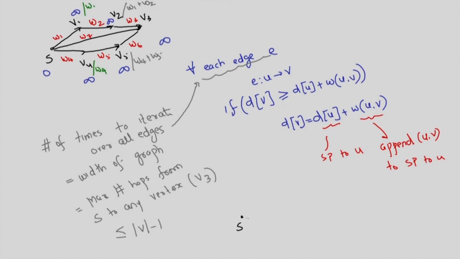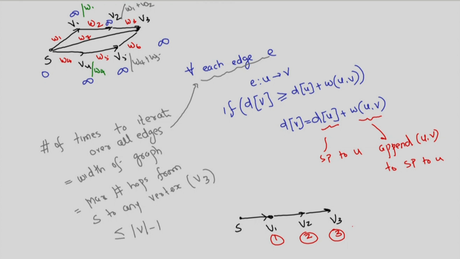So let us consider a simple linear graph. S goes to V1, goes to V2, goes to V3. In my first scan over the edges, I will be able to update V1. In the second scan I will be able to update V2. The third will be V3. So there are 4 vertices and I need 3 scans over all the edges till I am able to reach V3 and update its shortest path. Because I can update the shortest path for V3 only when the shortest path for its immediate neighbor is updated.